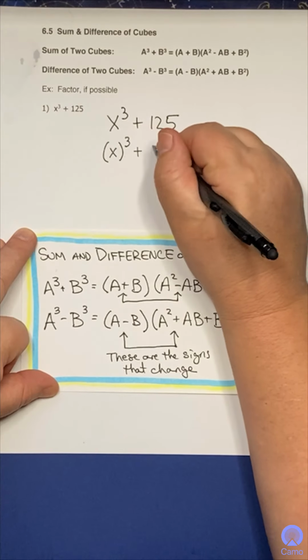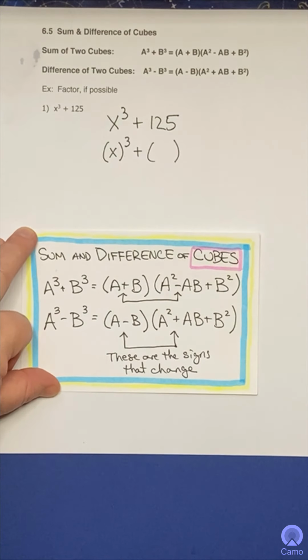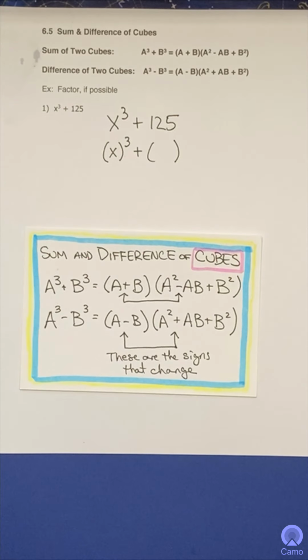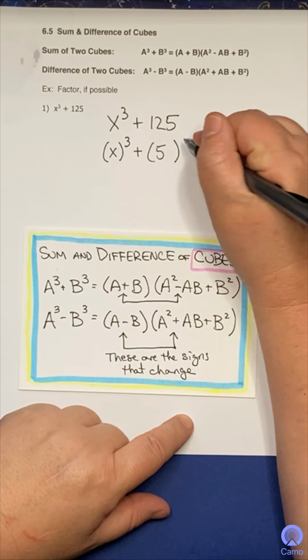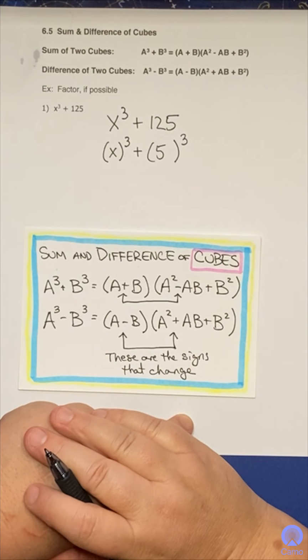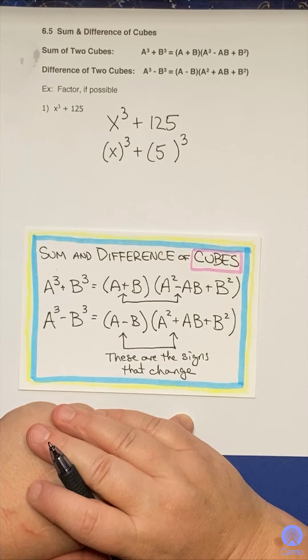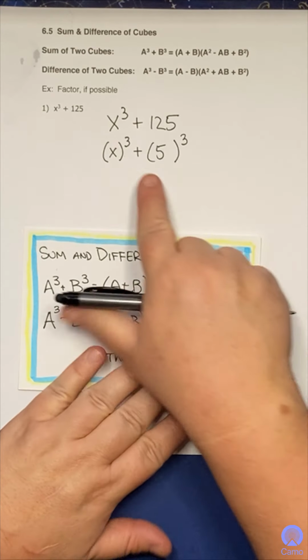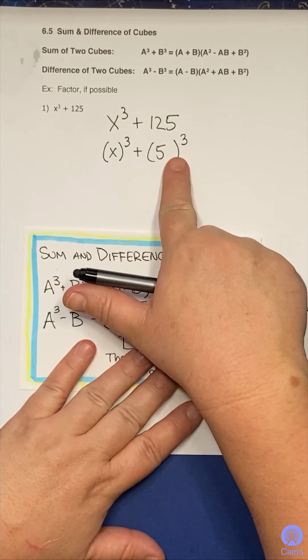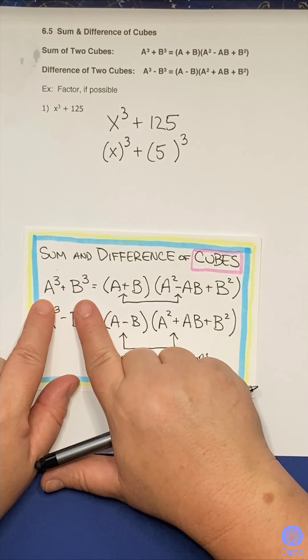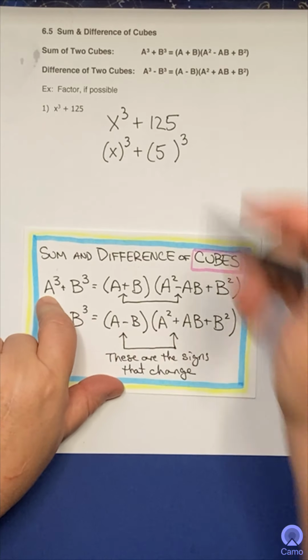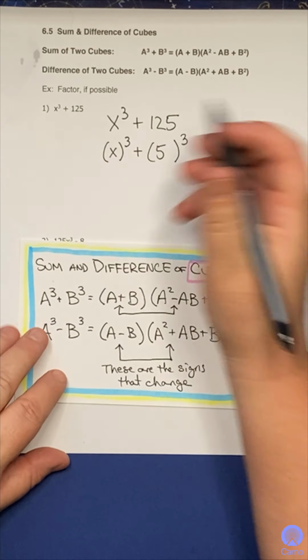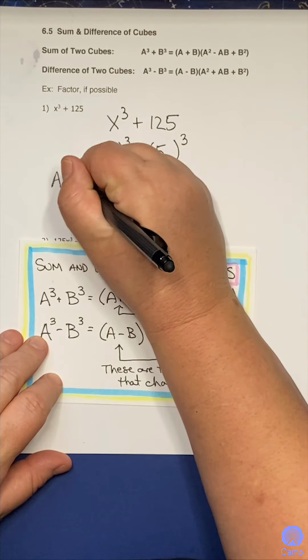Now the second one is 125. Is that a perfect cube? So what times what times what gives you 125? You're right. 5 cubed. 5 times 5 is 25 times 5 is 125. So this does break down into x cubed plus 5 cubed. Let's see if we've got that pattern. Then I'm going to write it out here because it's a lot. This is a lot.